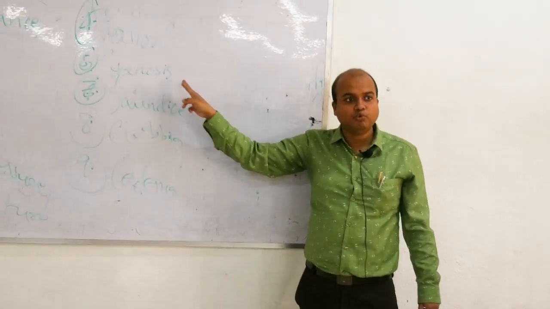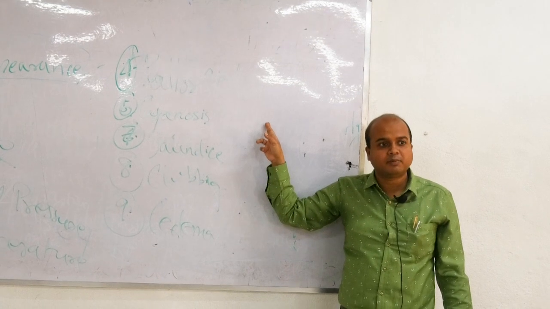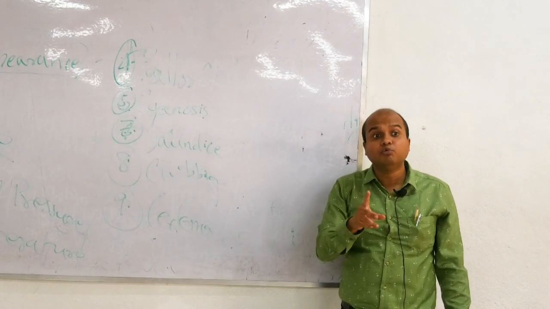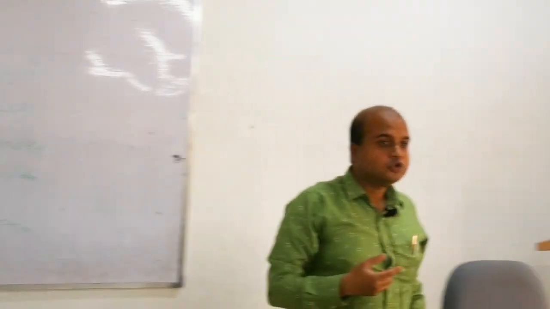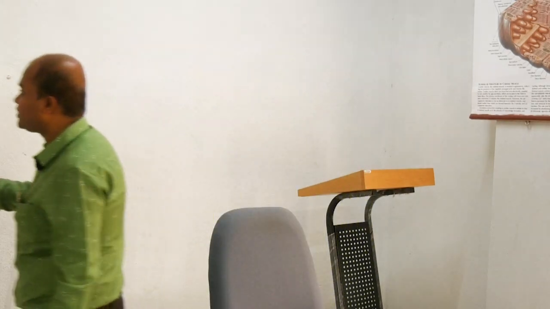Then cyanosis. Bluish discoloration of the skin or mucous membrane when the reduced hemoglobin comes above 5 gram %. It is noted mainly where the skin margin is very narrow, like in the lips. We will come to the sites where to examine. Then what is jaundice? Yellow discoloration of skin and mucous membrane, usually noted in the eyes, but we will note the sites.